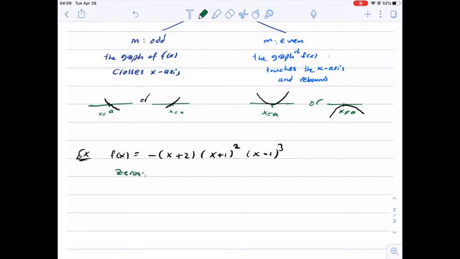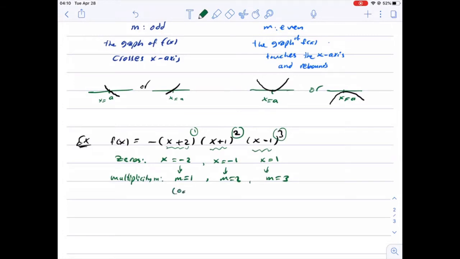what are the zeros? What is the value of x that makes this equal to 0? x equals negative 2. What is the zero of this? x equals negative 1. What is the zero of x minus 1? It's x equals 1. Now what about the multiplicity? Here for this zero, the multiplicity is equal to 1 because the power here is 1. For this zero, the multiplicity is 2. And for this zero, the multiplicity is 3.